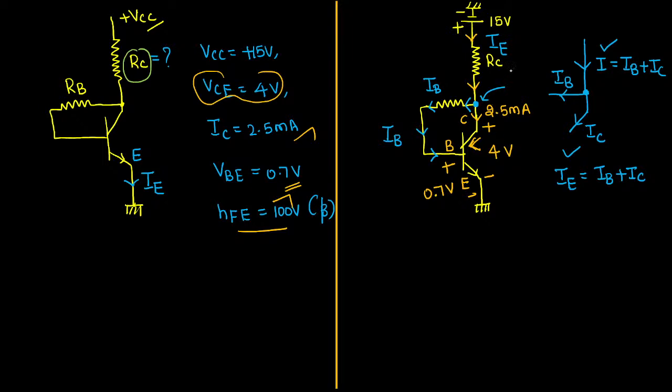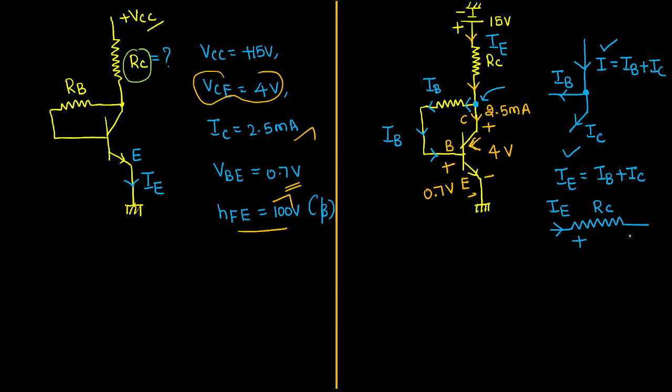Now how should I find out the value of RC? If you want to know the value of collector resistance RC, then you must see, let me take collector resistance in this manner. How will you identify the value of RC? According to Ohm's law, the current through the collector resistor is IE.